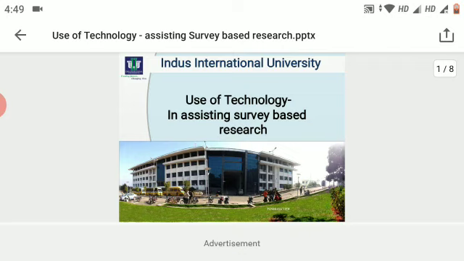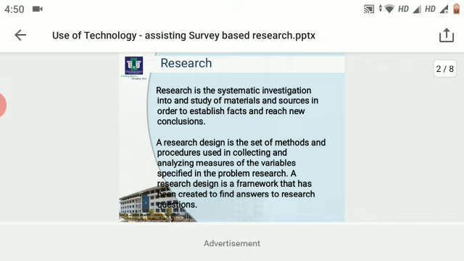So, here the topic for today is use of technology in assisting survey based research. First of all, we start with the beginning of the research, the basics of research. Research is a systematic investigation into the study of materials and sources in order to establish facts and reach new conclusions. So, research will be a systematic investigation through particular methods and materials to achieve some specific goals, or finding the solution of a particular problem or reaching the conclusions.